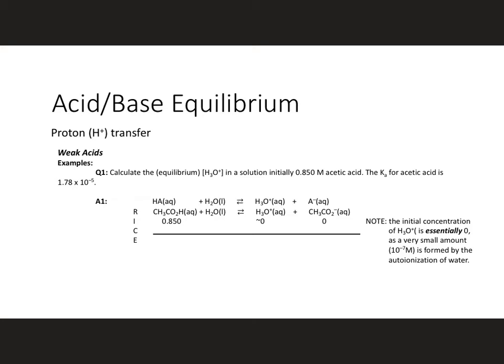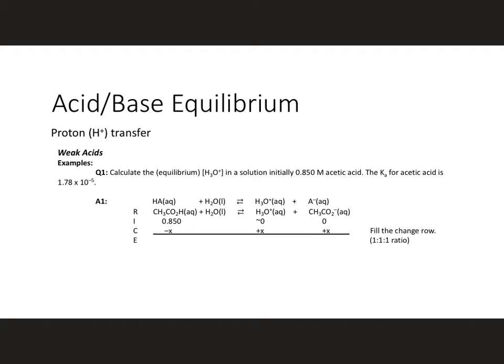So here we are again. So here's our rice table again, and now we're going to put the initial concentrations in. Again, we're told that the acetic acid is 0.85, so we put that in here. We don't have any conjugate base before the reaction begins. The equilibrium is established. And here I've said that the hydronium ion is essentially 0. What we're going to find, and we talked a little bit briefly in the other video, is that water auto-ionizes, and we get a very small amount, about 10 to the minus 7th, of hydronium, even in neutral water. So it's not exactly 0, but it's very, very close.